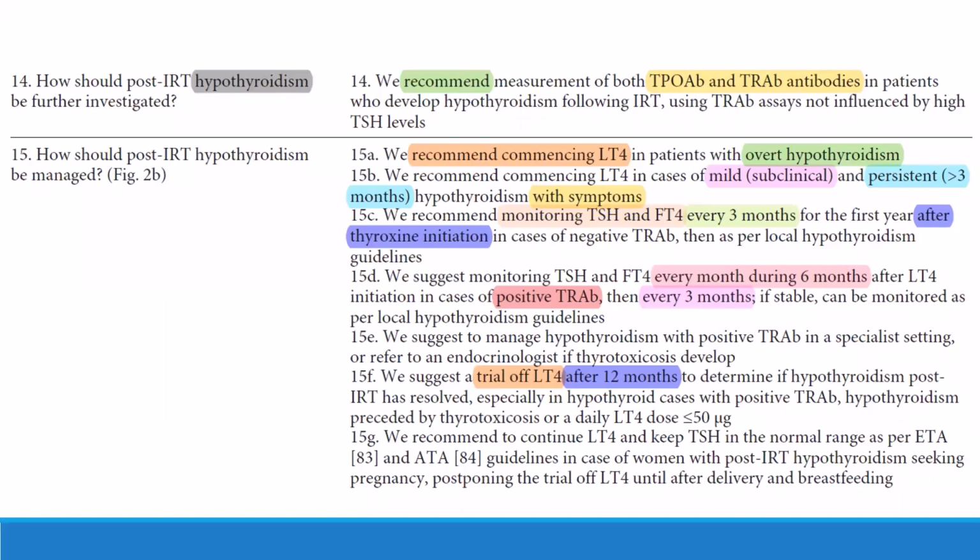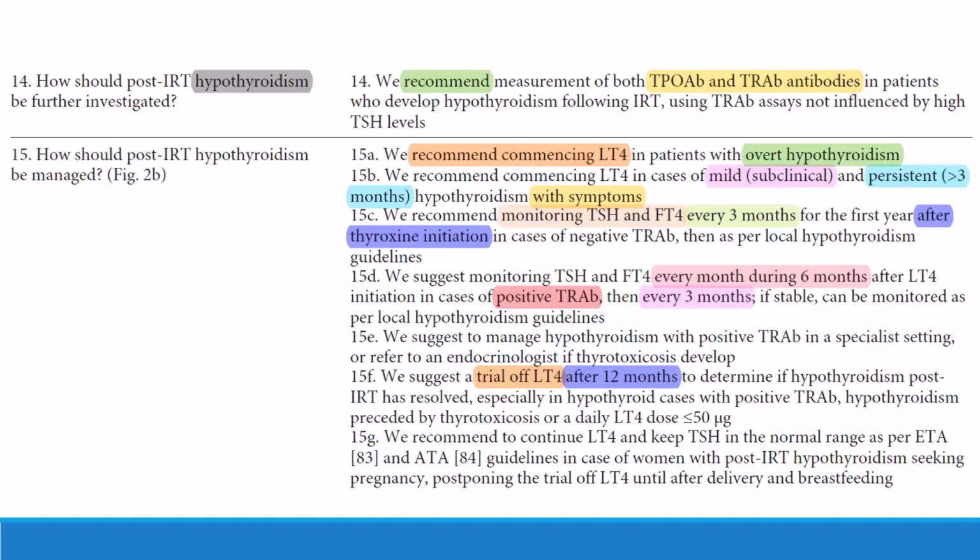How to treat and who to treat? They recommend commencing levothyroxine in patients with overt hypothyroidism. But don't forget that they also recommend treatment by levothyroxine in a mild case of subclinical hypothyroidism persisting more than 3 months with symptoms. So subclinical hypothyroidism should be treated if the patient is symptomatic and it persists more than 3 months. And of course, how to monitor?